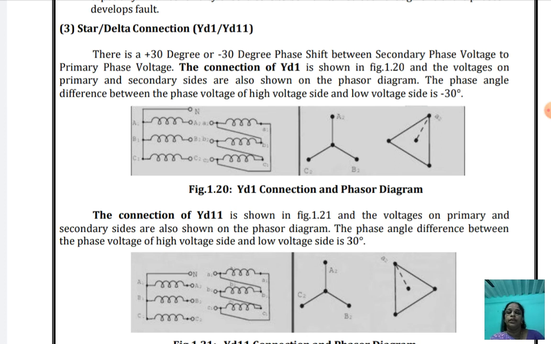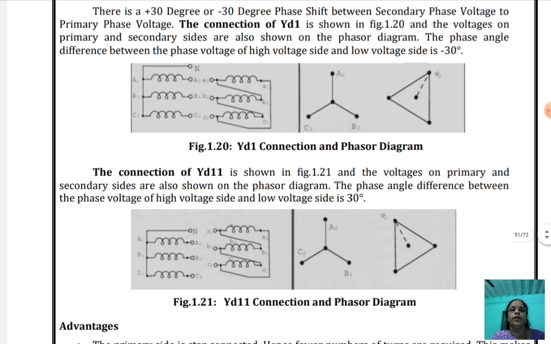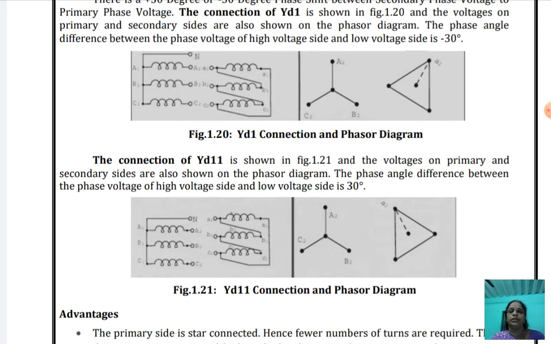So for the primary winding, you remember always that it is the capital letter and small letter only. We have to differentiate the primary and secondary. In this case, the phase angle difference between the phase voltage of the HV side and LV side is minus 30 degree only. But in the figure 1.21, that is Yd11, the phase angle difference between the phase voltage of HV side and LV side is plus 30 degree, that is the 30 degree lead only.